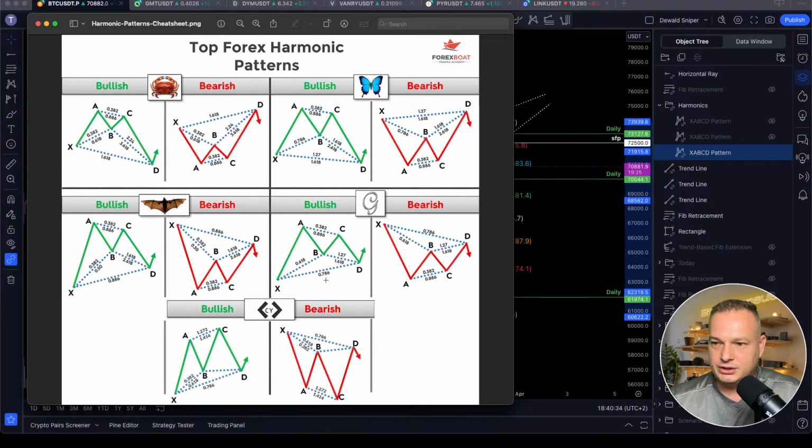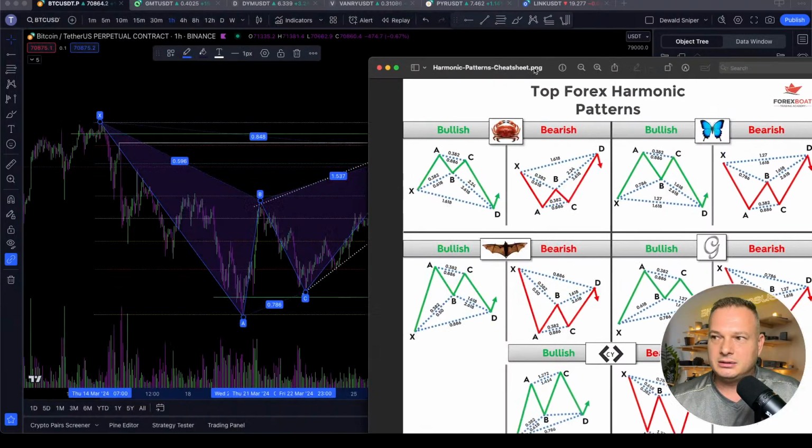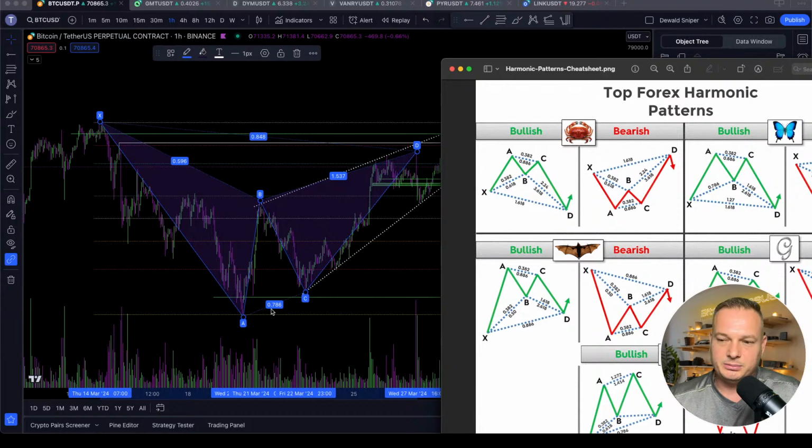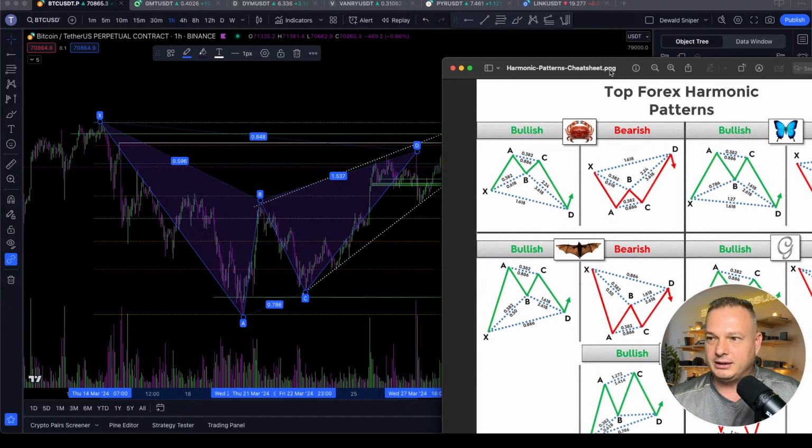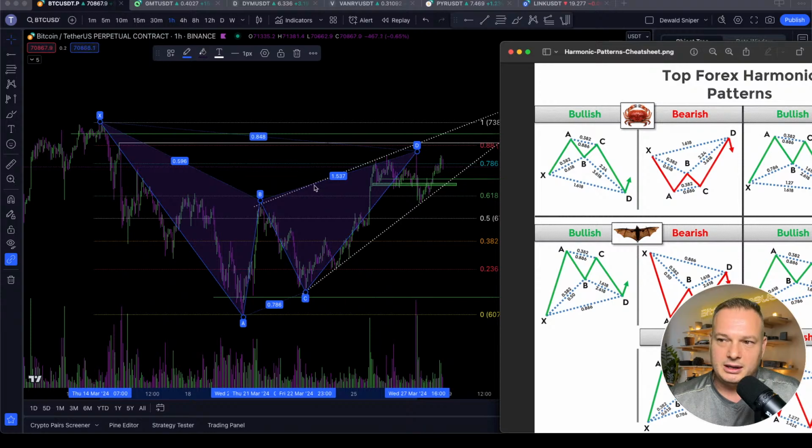C point has to be, let's go, between the 382 and the 886. Okay, C point is between the 886 and the 382. So that matches. Perfect. Then D point is at the 1.537. Let's see what it says over here.